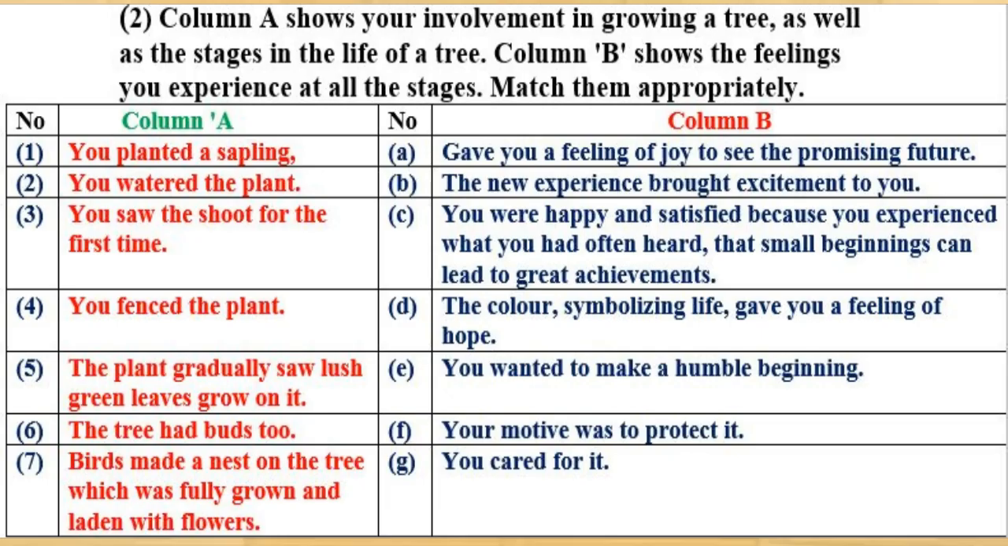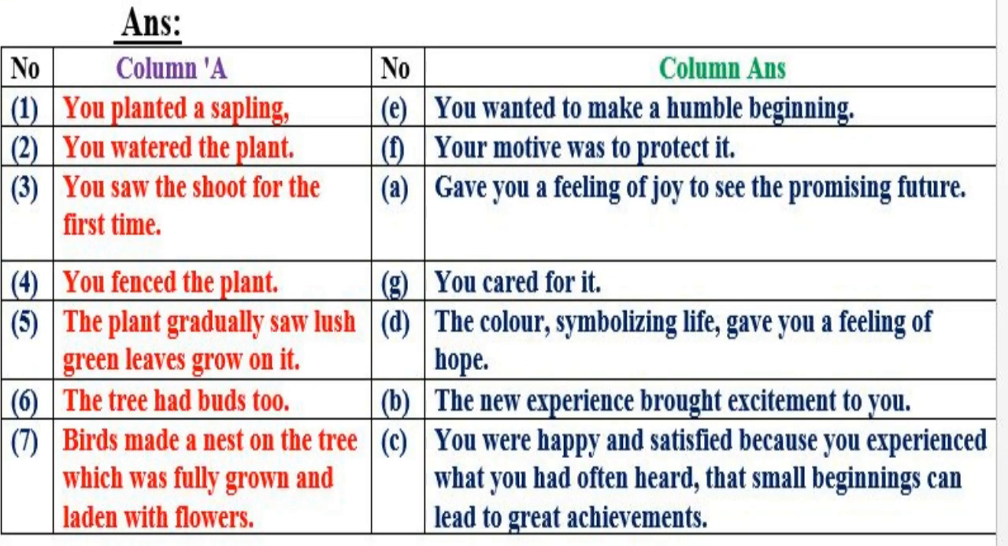Next, activity 2. Column A shows your involvement in growing a tree as well as the stages in the life of a tree, and column B shows the feelings you experience at all the stages. Match them appropriately. Column A and column B are given. Please watch it on screen. And its answers are, from column A, 1. You planted a sapling.